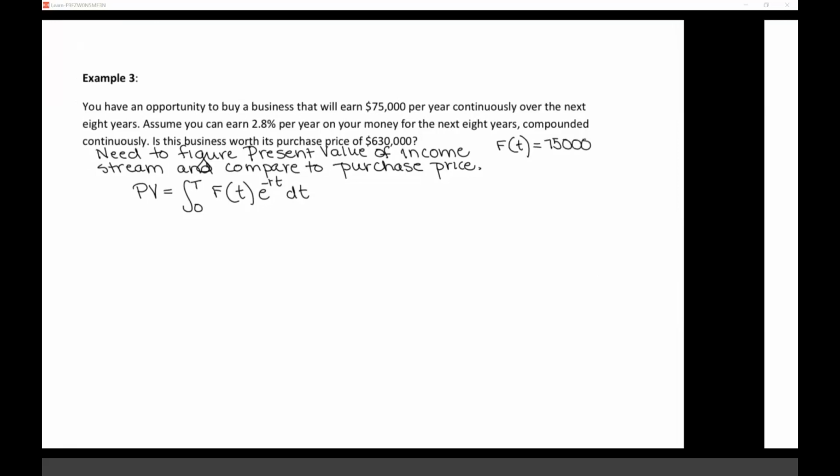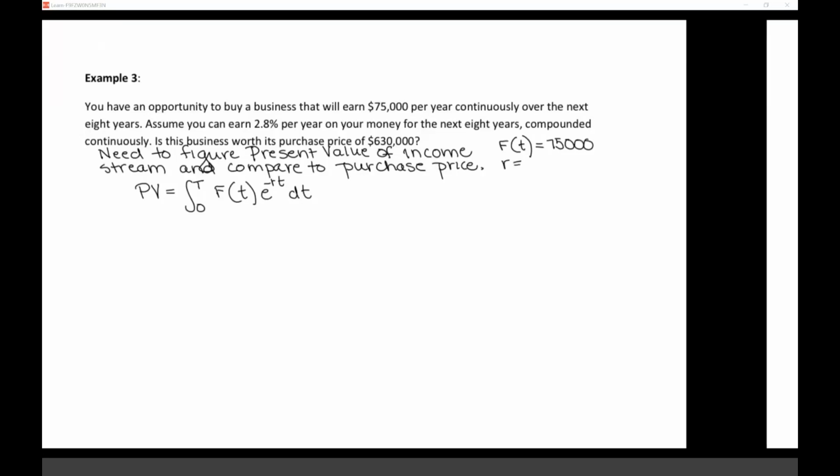There's no t in there, there's nothing. I'm not going to earn more per year as years tick along. Otherwise you'd get 75,000 times 1 is 75,000, 75,000 in the second year, you'd say, oh, I'd earn 150, and that's not what's happening. It's a constant, which is going to make it real easy to integrate. Then I need to know my rate, R, as a decimal. They said I could earn 2.8%, so that's 0.028.